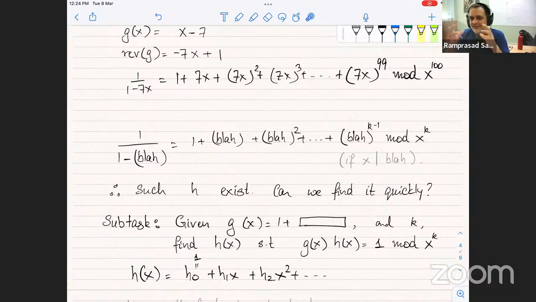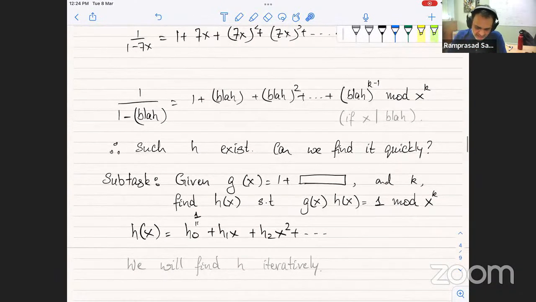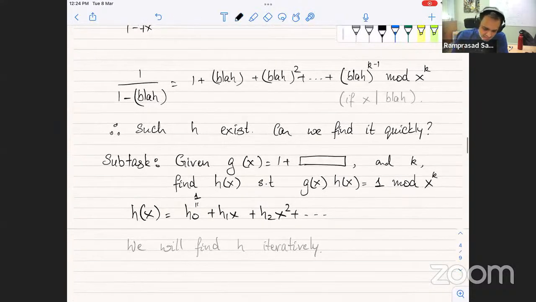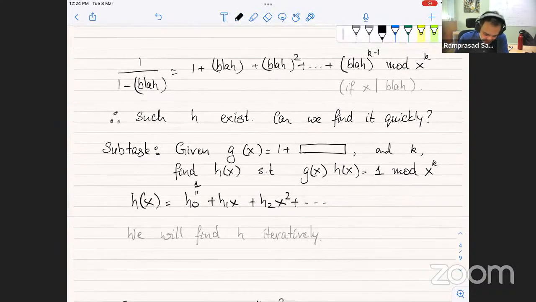This process is often referred to as Newton iteration or Hensel lifting. It's a way of successively improving your solution. Starting off with a stupid solution, but constantly making progress to a better and better approximation. And that's what we are going to do. We'll try and find h iteratively. In general, we'll start off by saying h of 0 is just the polynomial 1.